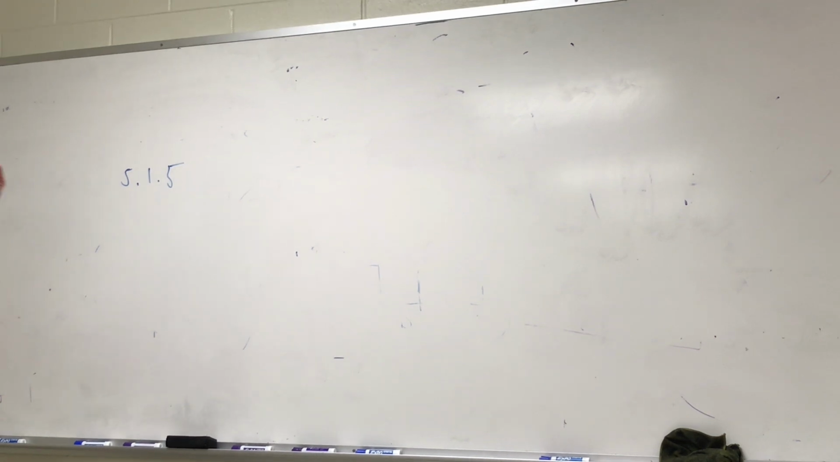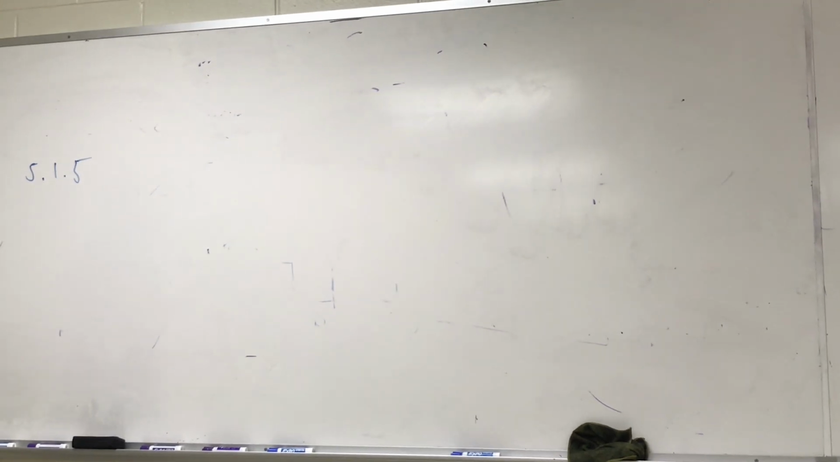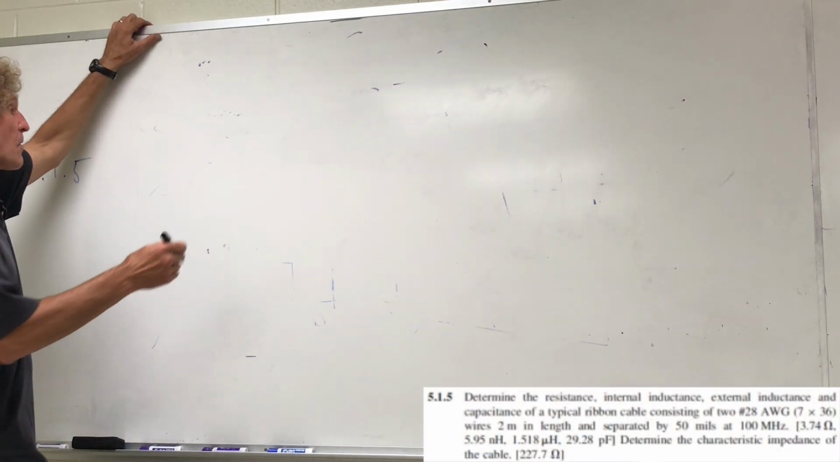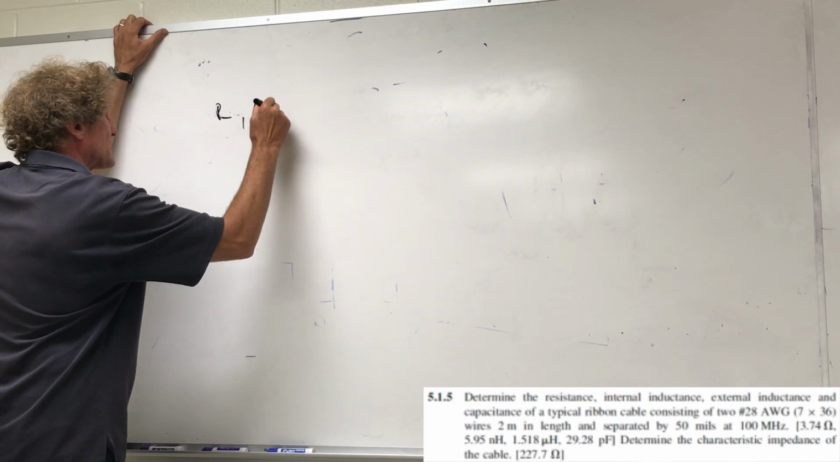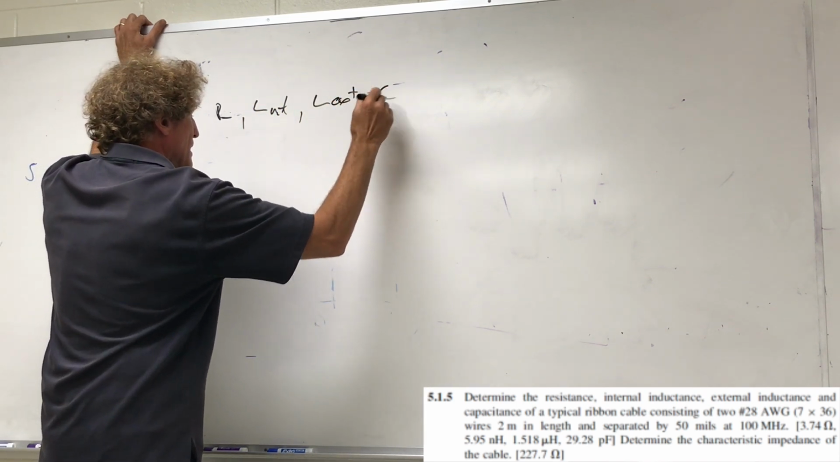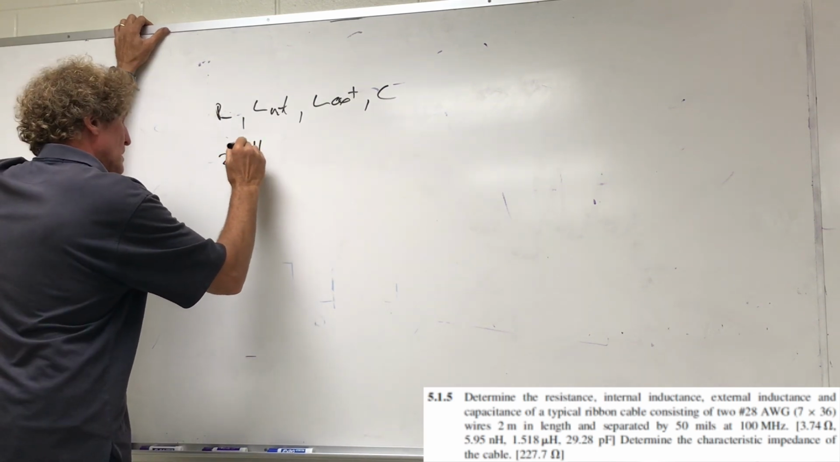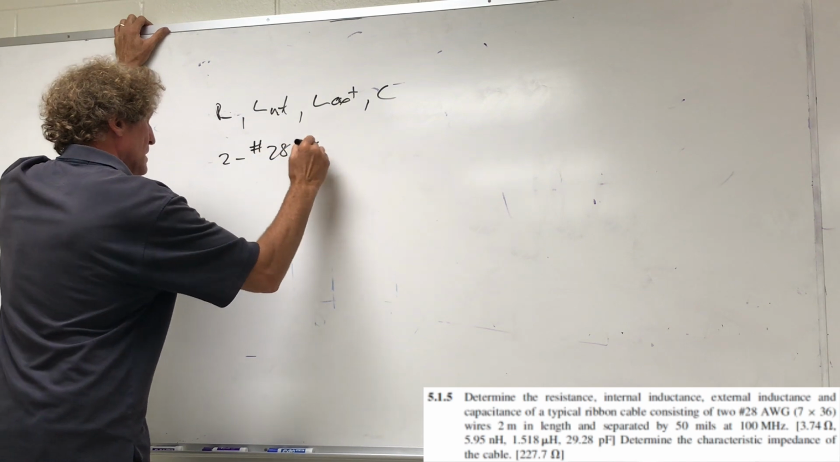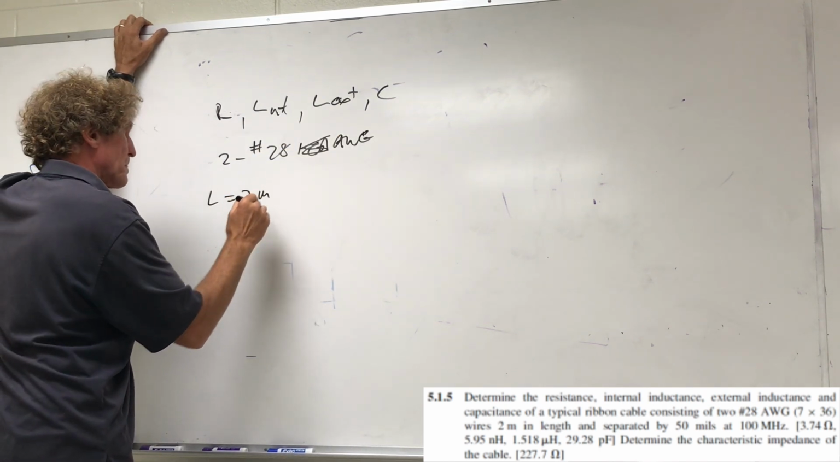Then you have to put a ding on one end and see how long it takes to get to the other to figure it out. The time delay is the length divided by the speed of light. Determine the resistance, internal inductance, external inductance, R internal and L external, and capacitance of a typical ribbon cable consisting of two 28 AWG 7x36 wires, 2 meters in length and separated by 50 mils at 100 megahertz.